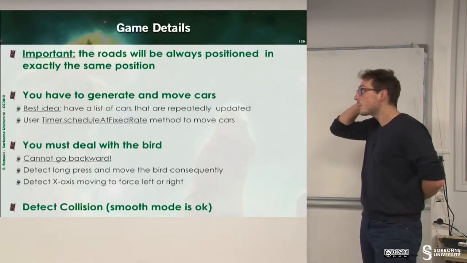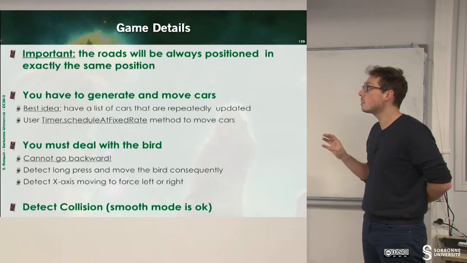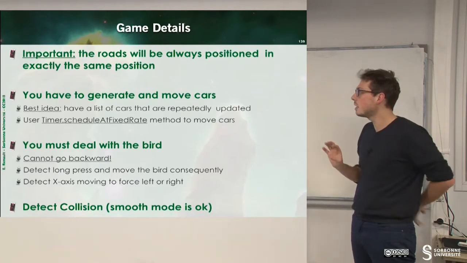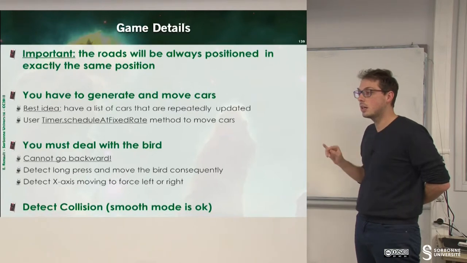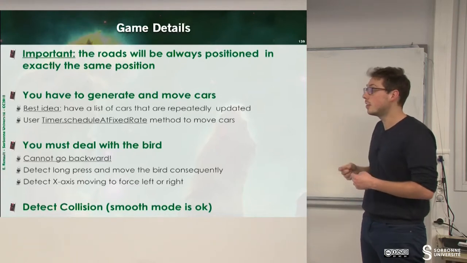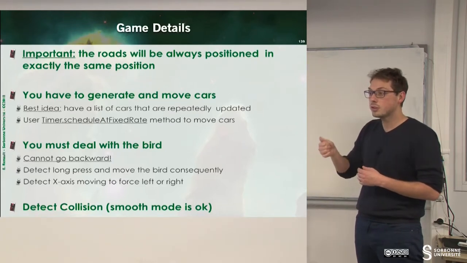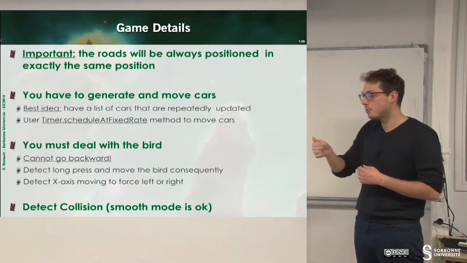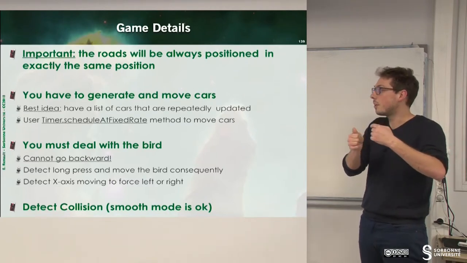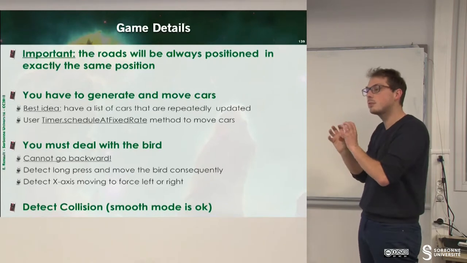Okay, for the game's details, you have to note that we assume that the roads are always positioned in exactly the same position. So you can fix the position of your cars by hand, it's okay. You have to move cars, so you will have to handle a thread that will continuously update the position of your cars, and you have to deal with the bird. The bird moves when you press long on the screen, and when you move your finger, it will move the bird, but not as fast as you move your finger. Okay? And you will have to detect collision. It's okay if your collision is not perfect, but you will have to detect collision.